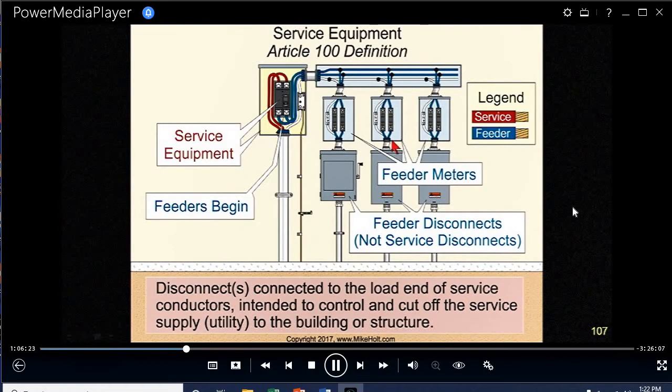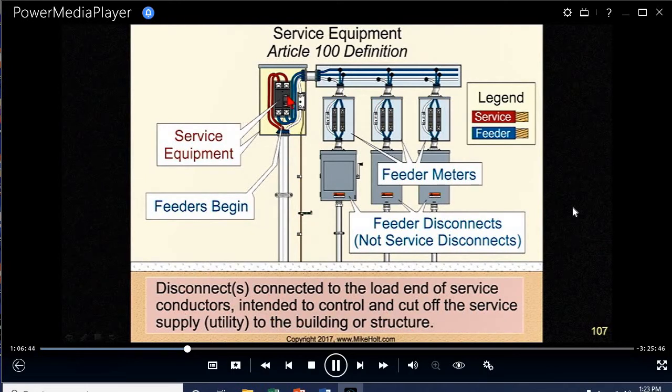Now, I remember for the longest time, I'd go in an equipment room, you see all these meters and all these disconnects. I thought all that equipment was service equipment. Well, the meters have nothing to do with it. Service disconnect, service equipment ends. A service disconnect is connected to the load and intended to control and cut off the service supply to the building.